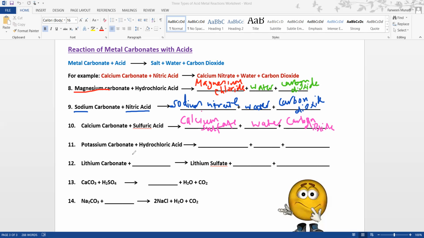Okay. Now let's try the next one. So I want you guys to tell me now what are the names of the three products that are going to form as a result of potassium carbonate interacting or combining with hydrochloric acid. So again, about 30 seconds should be enough, I reckon.